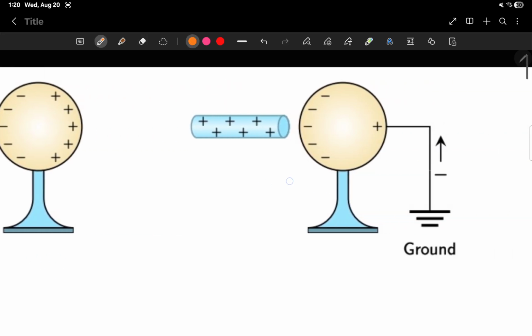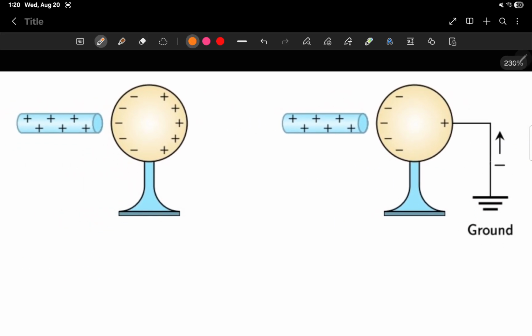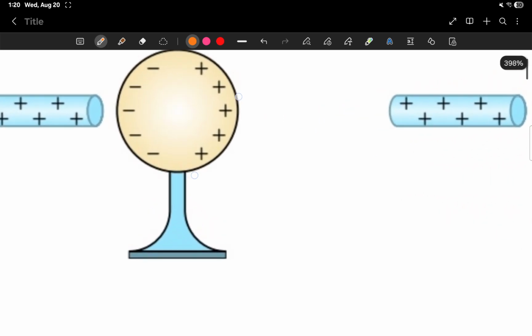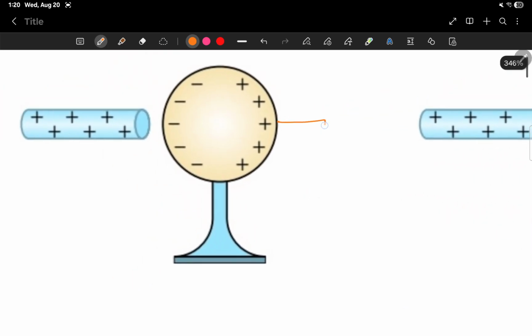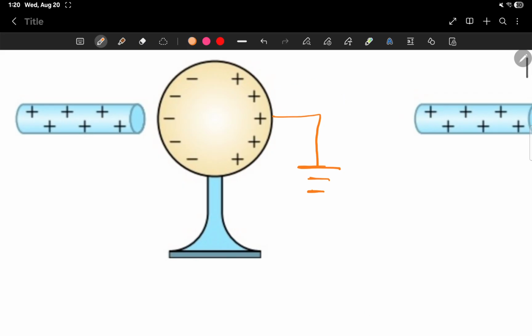So now what we're doing is we're adding something called the ground. The idea with the ground is that it allows electrons to flow into the sphere, or from the sphere into the ground. So electrons flow from the earth or the ground into the sphere, or from the sphere into the earth. So electrons can flow in two possible directions when you connect the ground to the charged sphere.